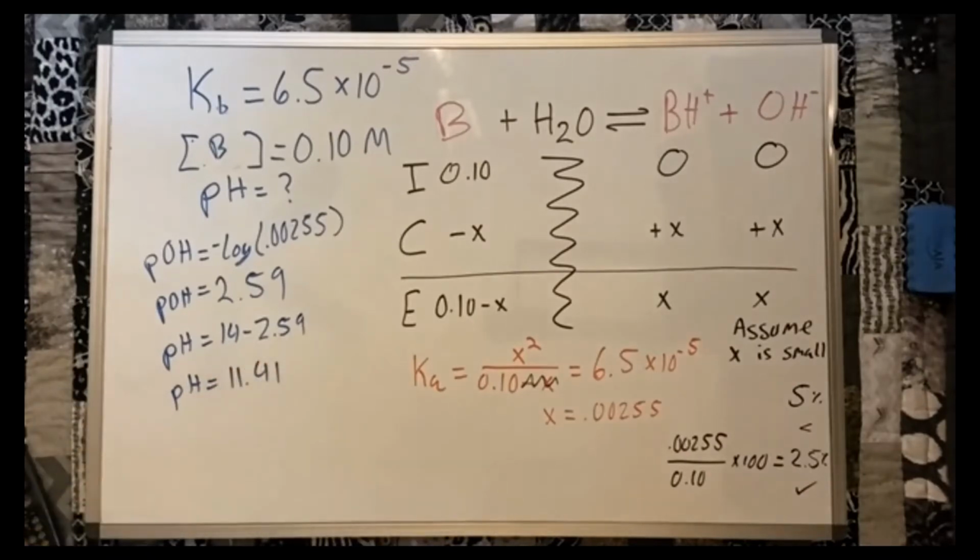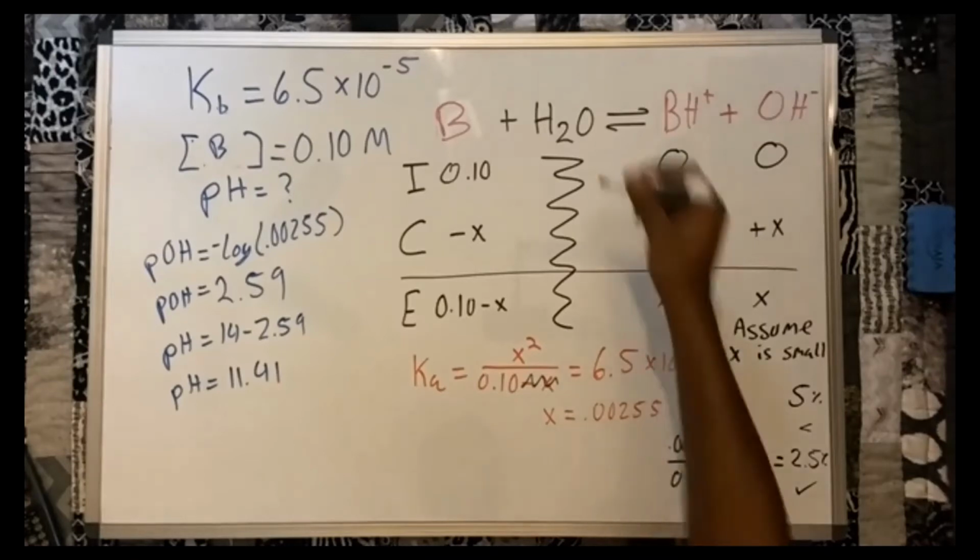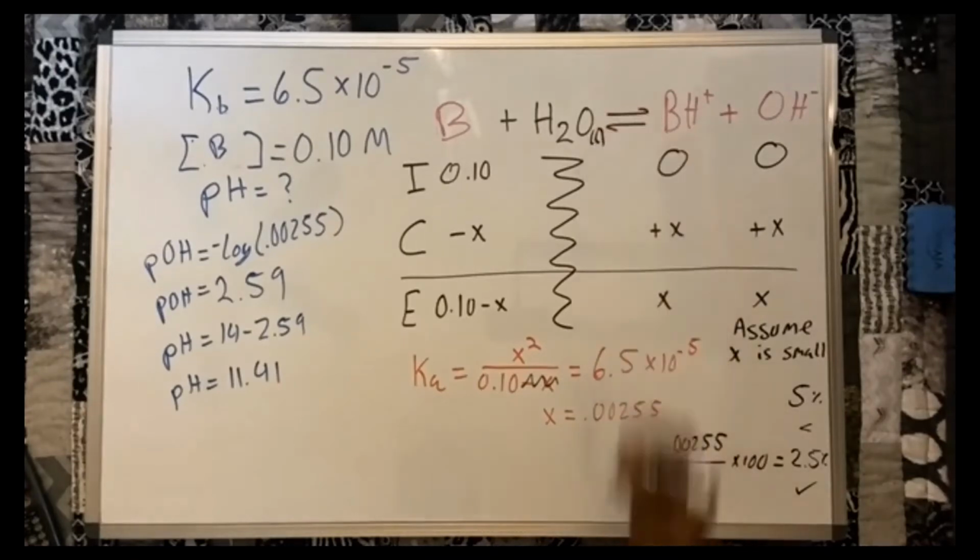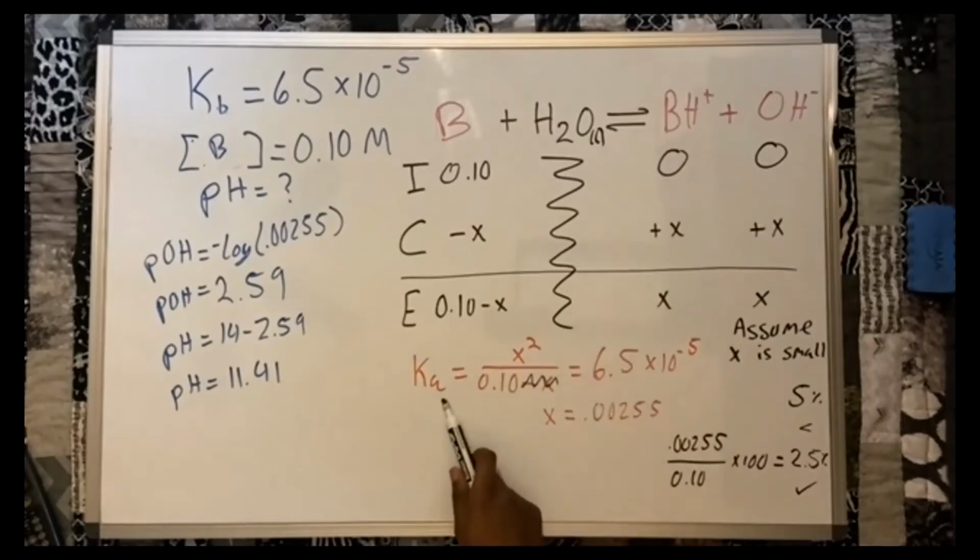So even when water is the acid, it doesn't exist in the ICE table. Yeah, the reason that we're ignoring it is because it's a liquid, right? And you remember what liquids are in our K expression. Yeah, they have a value of 1. Got it. We're good? Yep.